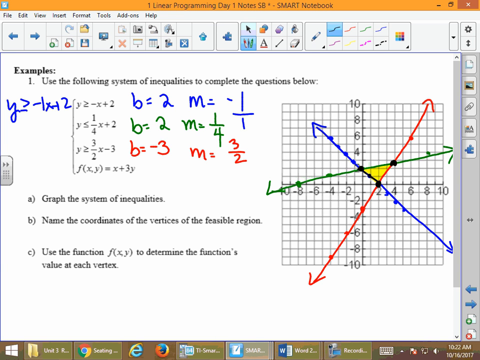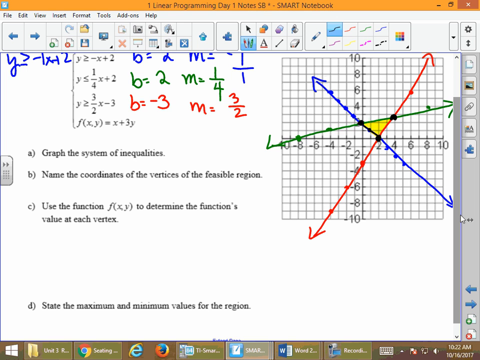So we've done part A, we've graphed the system. By the way, we're going to use f of x comma y equals x plus 3y in a couple minutes. But the 3 vertices, and they don't have to be in the same order that I write them, but you have to have all 3. The first one is 0, 2. The second one is 2, 0. And the third one, and I hope your picture is a little bit better than mine, is 4, 3.